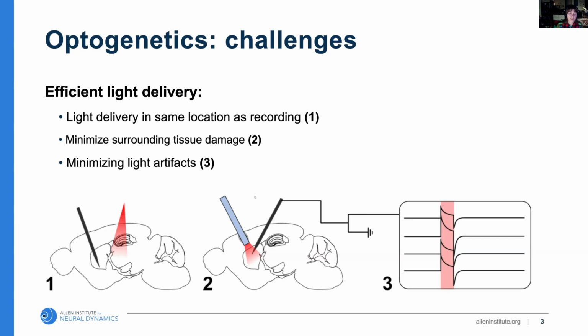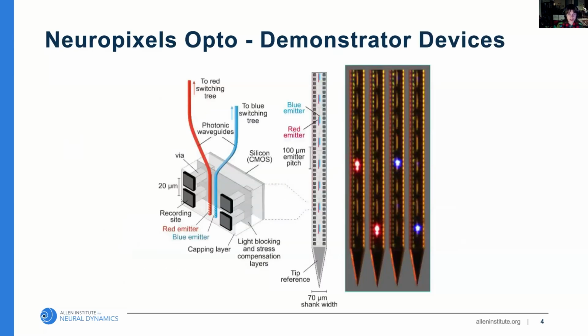And in addition, this technique often creates very large photoelectric artifacts, which, especially if they saturate the physiology, can greatly decrease the quality of your data. And so we have created this Neuropixels Opto probe that should be able to address all of these issues.